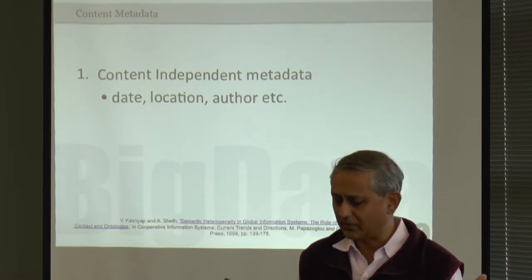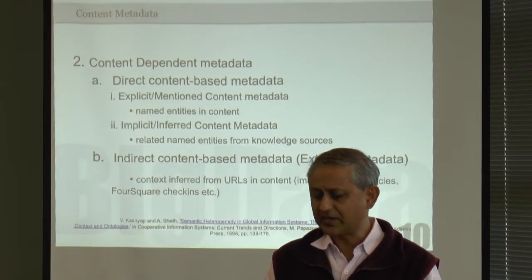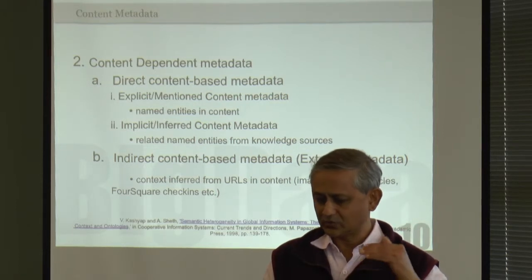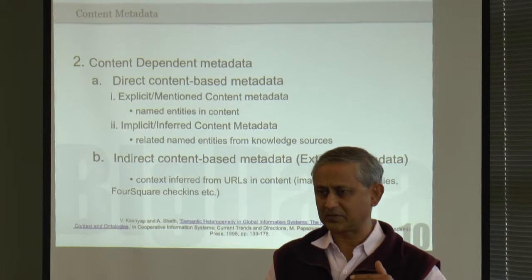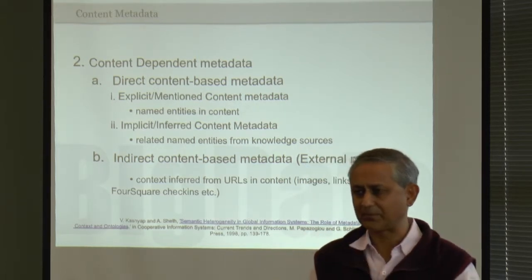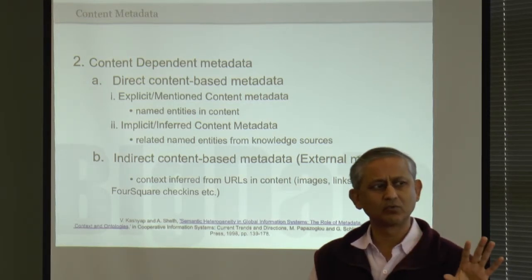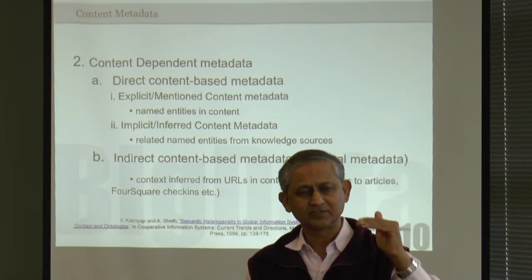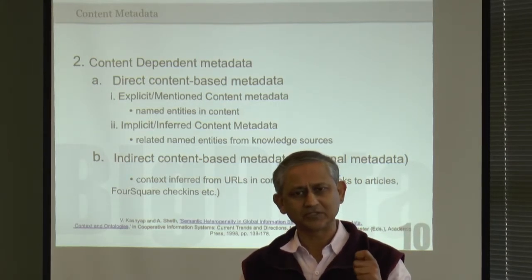So you have content independent metadata: date, location, author. Content dependent metadata, where you have direct content based metadata and indirect content based metadata. You can see the examples there. I don't want to go through all of this exhaustively. What I think we want to do is get an appreciation that there are all these possible types of metadata out there, and they have important implications.